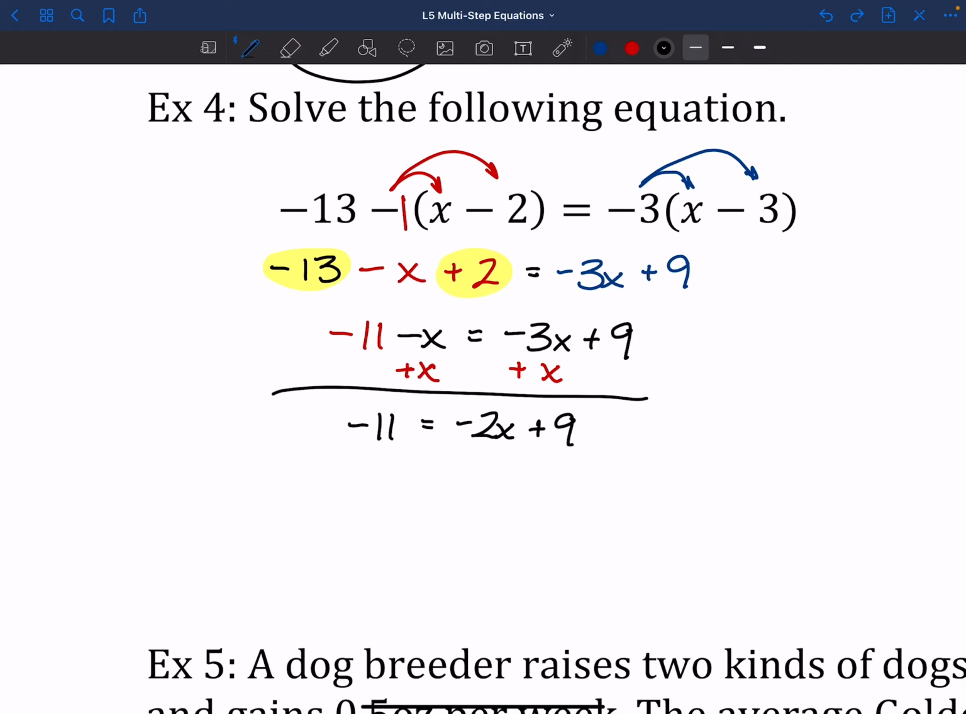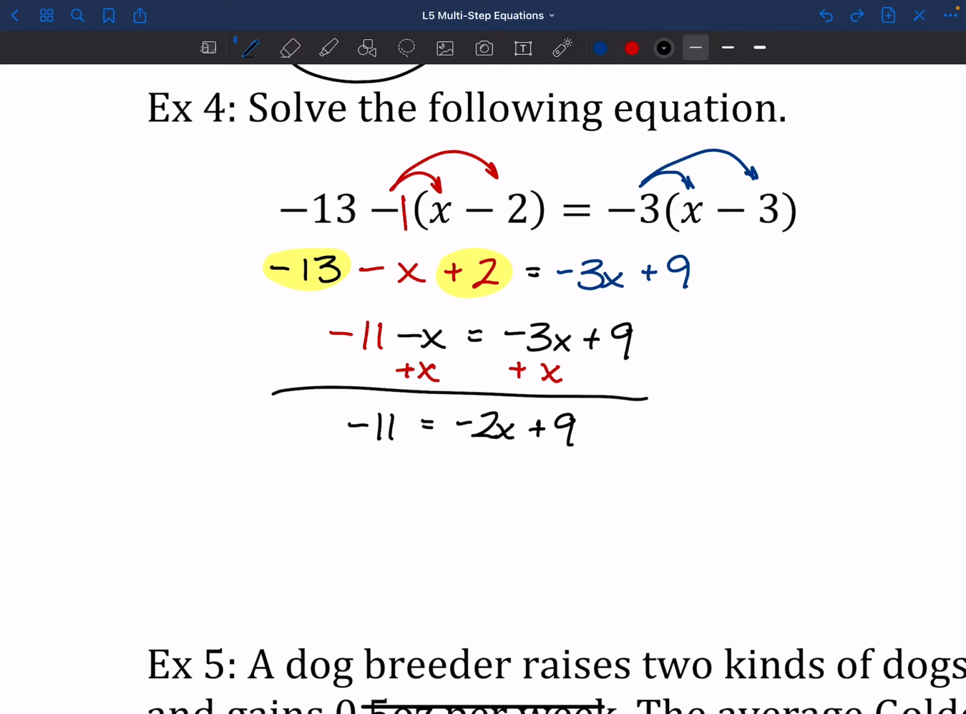All right, so my strategy for word problems, right, is to read it once through and then read through it again and keep track of important information either by underlining it or highlighting it, whatever you got. So we're going to read it through one more time. Dog breeder raises two kinds of dogs. The average Labrador puppy weighs 14.8 ounces and gains 0.5 ounces per week. All right. The average Golden Retriever puppy weighs 11.6 ounces and is gaining 0.9 ounces per week.